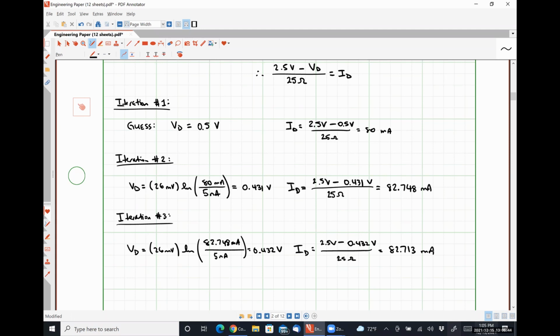But for now, those are reasonable guesses. That being said, it doesn't matter. As long as you assume a positive voltage, you'll get there in 3 to 5 iterations.